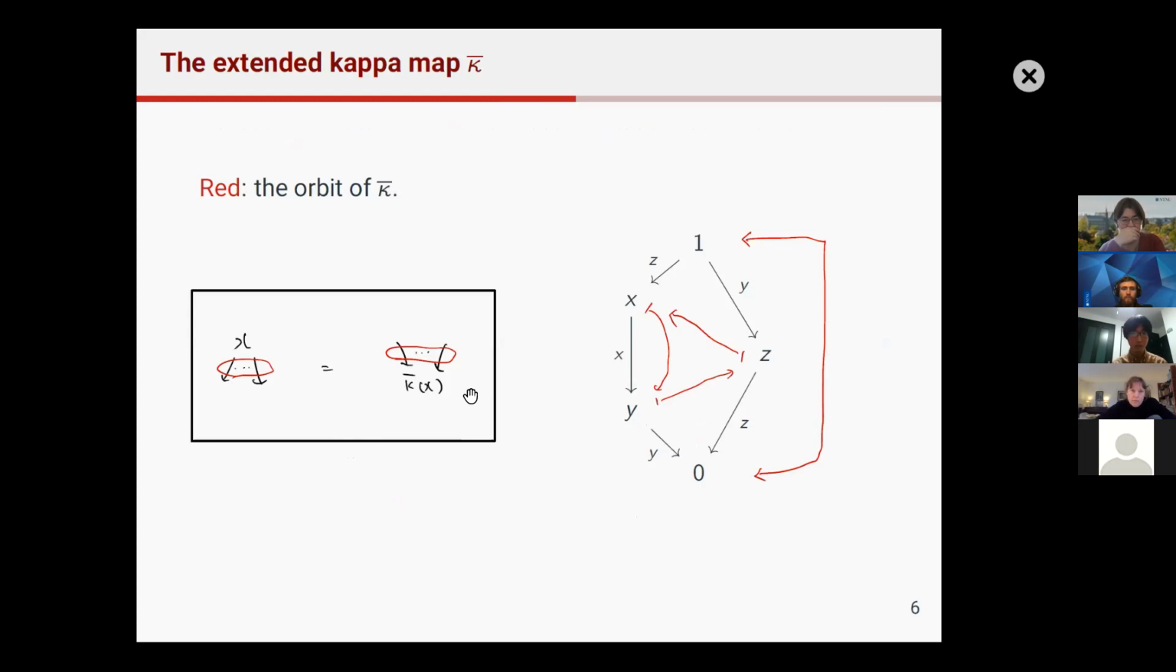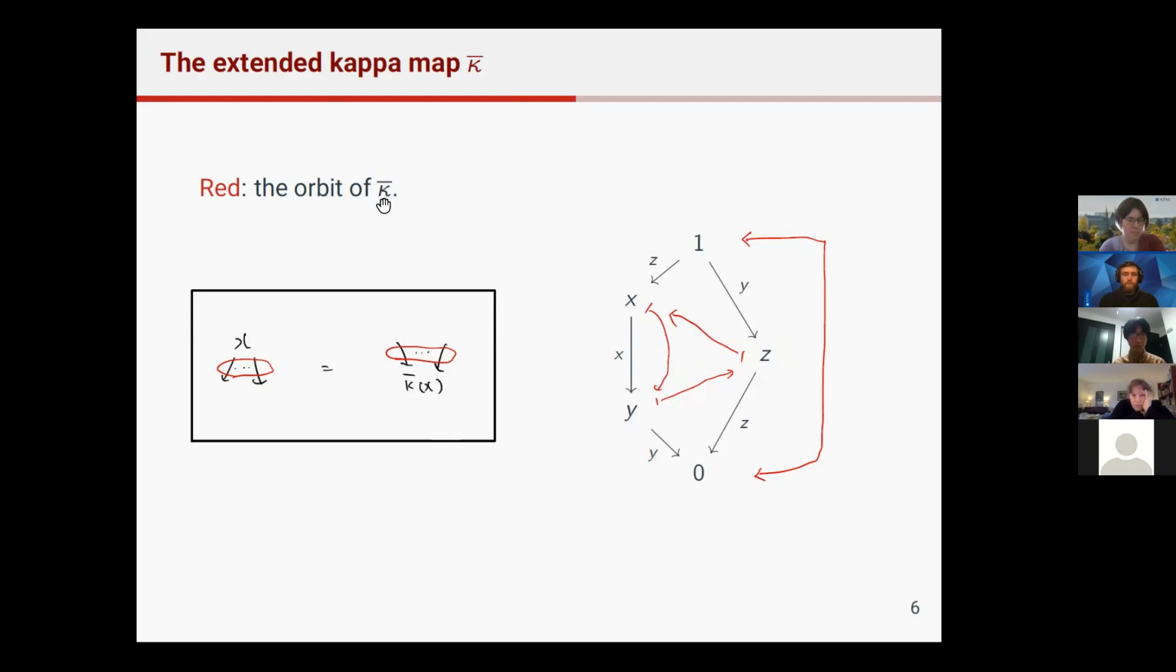So consider this example. This is the formula. For example, consider element X, where the lower label of X is only X, and we have to find an element such that the upper label is only X, and such element is Y. Similarly, Y goes to Z and Z goes to X. And 1 goes to 0 because the lower label of 1 is Y and Z, and the upper label of 0 is Y and Z.